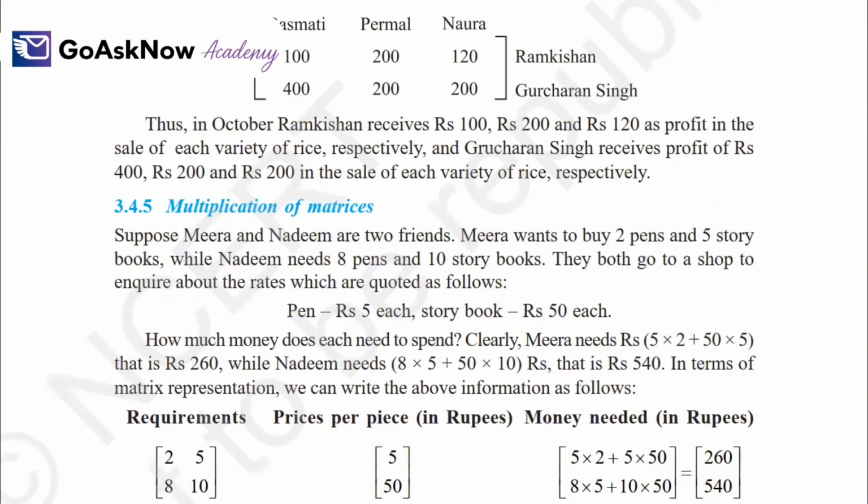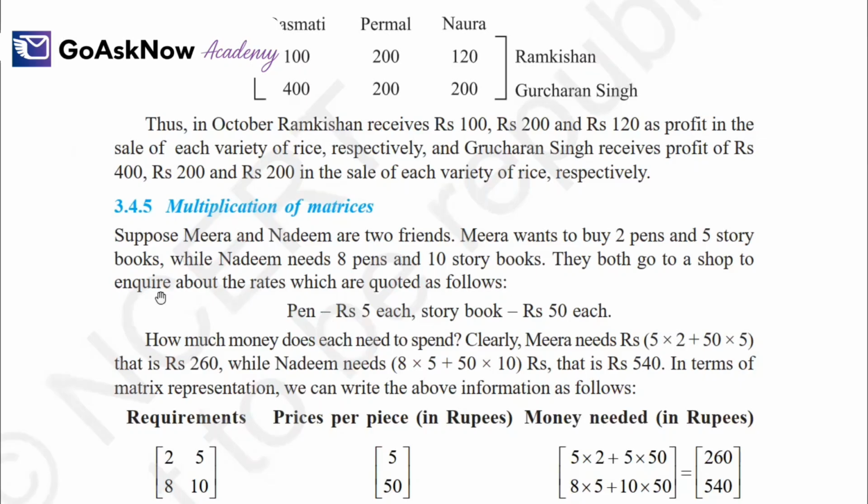Clearly, Mira needs rupees 5 into 2 plus 50 into 5. So you can see here that we have to multiply how many pens she has to buy, 2, by 5 because each pen costs 5 rupees. So we have to multiply 2 by 5. Similarly, for the storybooks, I have to multiply 5 by 50. Okay, that is rupees 260 will be the resultant. While Nadeem needs 8 into 5 plus 50 into 10 rupees. So that is similar to Mira's calculation. That is rupees 540. 540 is coming for Nadeem.